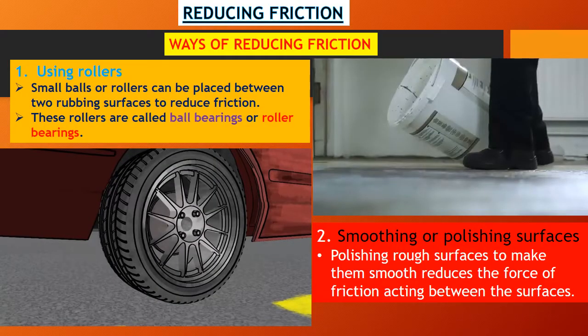Reducing friction. Ways of reducing friction. 1. Using rollers. Small balls or rollers can be placed between two rubbing surfaces to reduce friction. These rollers are called ball bearings or roller bearings. From the video we are about to see, we are going to see how ball bearings are used in the hub of a tire to help the wheel rotate smoothly.